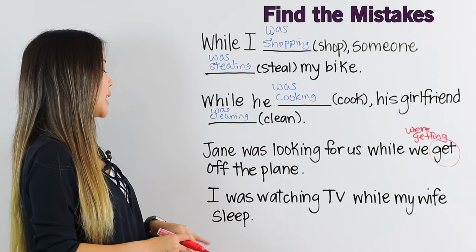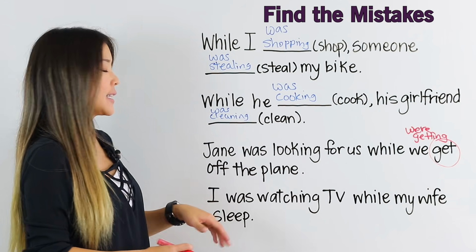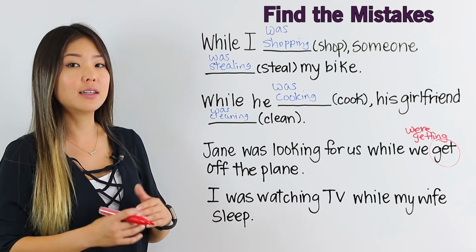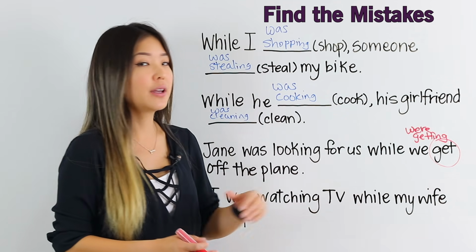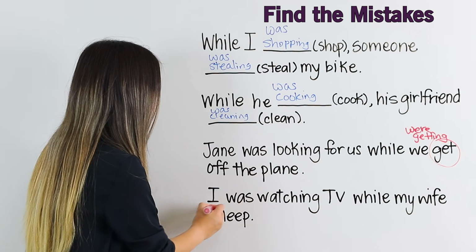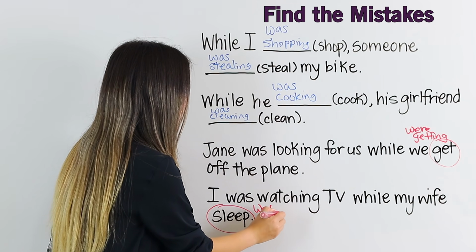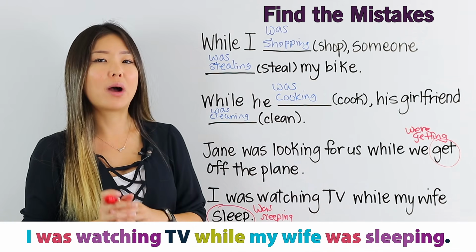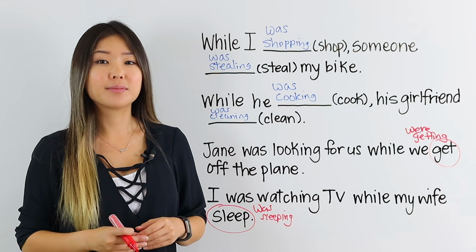The next sentence says, I was watching TV while my wife sleep. Again, this part of the sentence did not use the past continuous tense. My wife is a she, and so I need to say was sleeping. I was watching TV while my wife was sleeping. Great job, everyone. Let's move on.